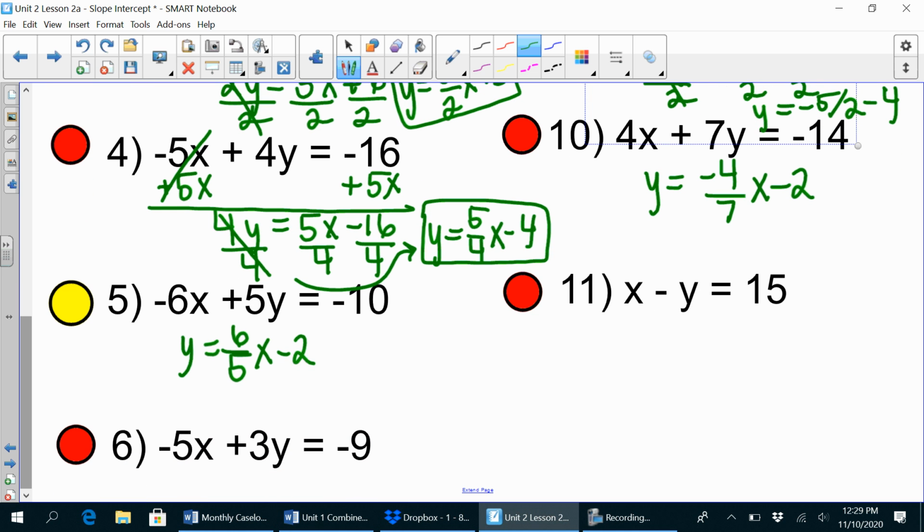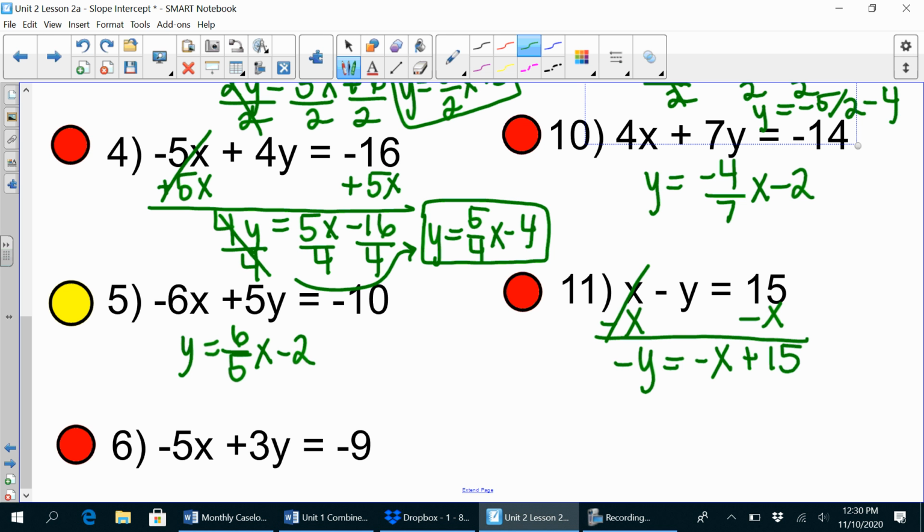Number 11, I wanted to go over with you because looking at this, you might not know how to get started. So the goal here is still to get the y by itself. In order to do that, I need to move that x. So that x, it's assumed to be positive when there is no sign in front of it. So I'm going to have to subtract x from both sides, leaving me with negative y equals, and then I have negative x plus 15.